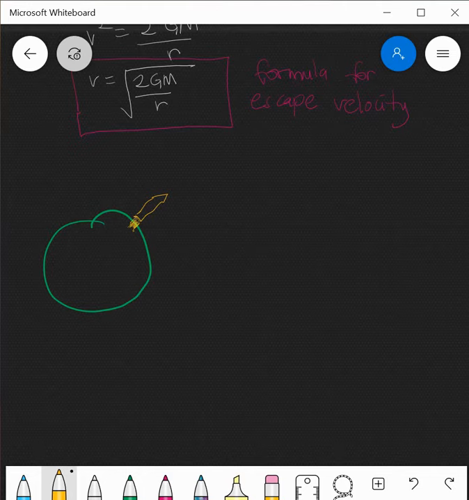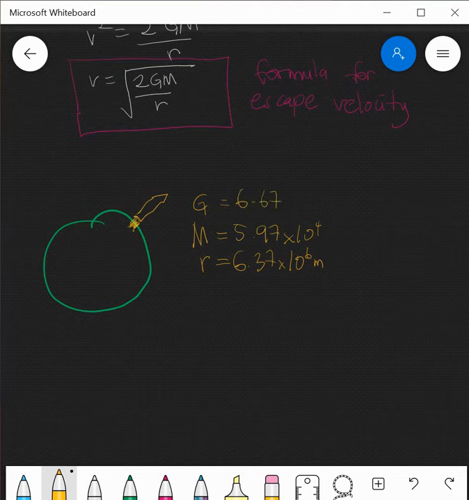Okay, so based on the formula, what we need is G, gravitational constant, M, mass of the earth, and also R. Okay, R tu apa? R is the radius of the earth lah, sebab objek tu masih lagi dekat surface of the earth. Okay, so the radius of the earth 6.37 times 10 to the power of 6. Mass of the earth 5.97 times 10 to the power of 24. Gravitational constant 6.67 times 10 to the power of minus 11.